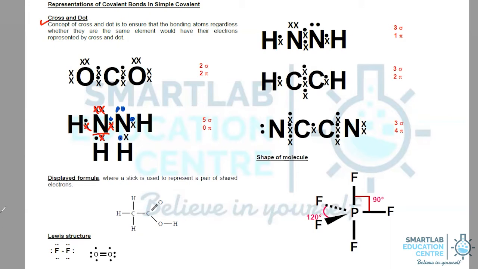Next, we take a look at the displayed formula. No difference from O level. Key thing to remember is that if it's a double bond, you have to represent it with 2 strokes. Lewis structure is actually an extension of the displayed formula, but all other non-bonding electrons are depicted with dots.